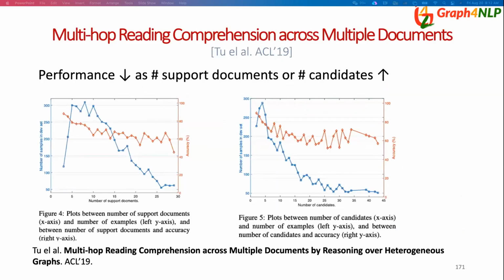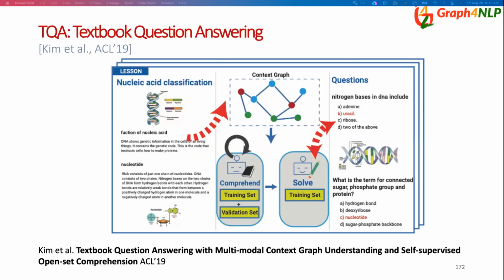Similarly, we can see that as the number of supporting documents or number of candidates increases, the runtime performance decreases, and accuracy decreases as well. This is reasonable because more documents mean more entities and a bigger graph, and therefore more challenging reasoning.